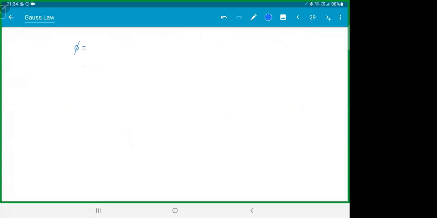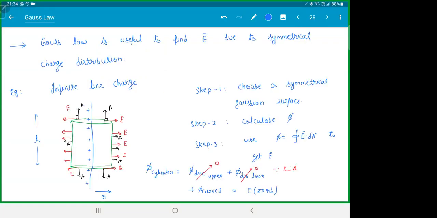So we have flux equal to E into 2 pi R into L. This is equal to the charge enclosed by epsilon. What is the charge enclosed? Lambda into length, by epsilon. L will cancel. The field will be lambda by 2 pi R epsilon, or 2k lambda by R. Got this? So without any integration, you'll get the answer.